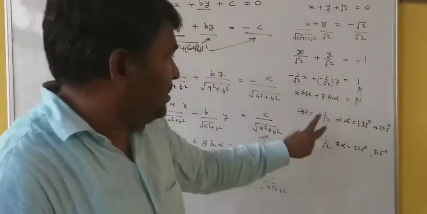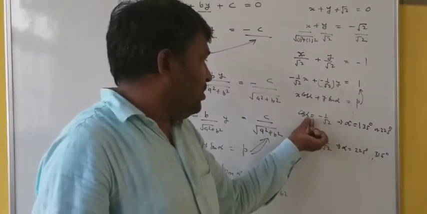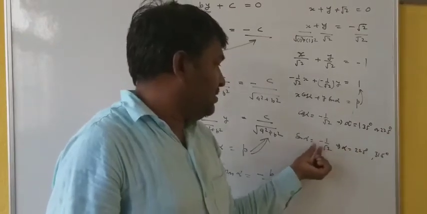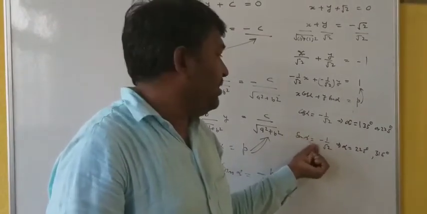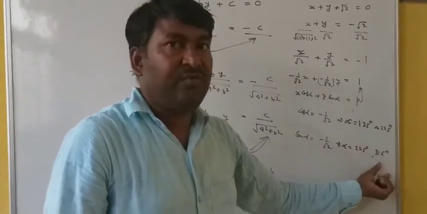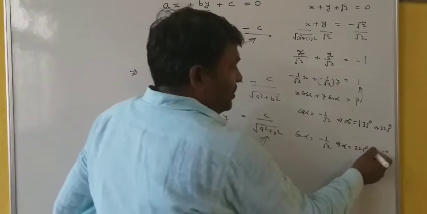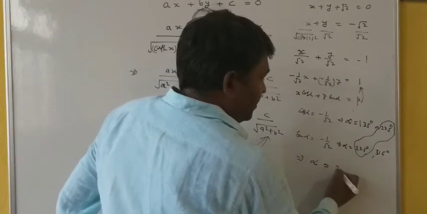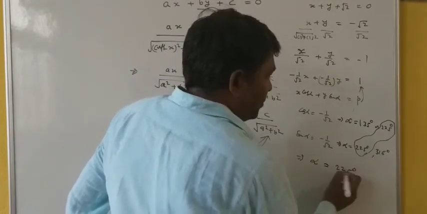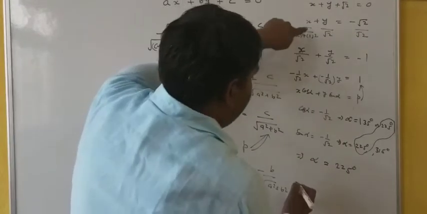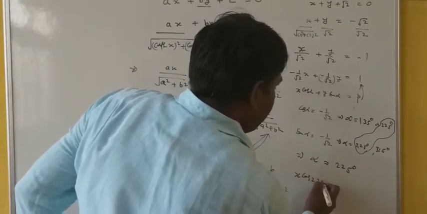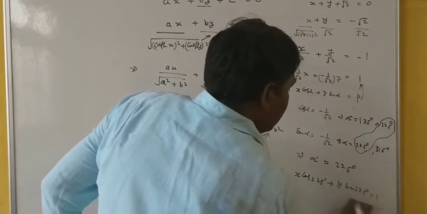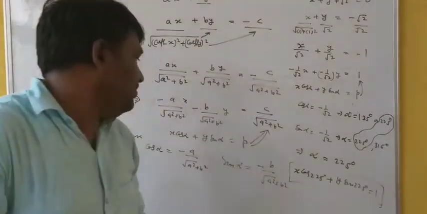It is obvious, just see: since cos alpha is negative, alpha may be in the second quadrant or the third quadrant, while sin alpha is negative, which means alpha may be in the third quadrant or the fourth quadrant. So which value is common to both? 225 degrees. Therefore we can write this equation as x cos 225 plus y sin 225 is equal to 1. This is your normal form.